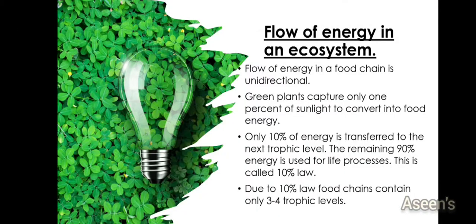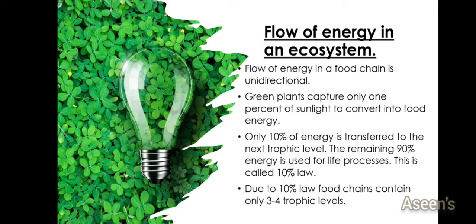Now, the important part. Let's talk about flow of energy in an ecosystem. How does energy flow in an ecosystem? See here, energy flow in an ecosystem is unidirectional. That means it moves in one direction only. There is no reverse. If grass is eaten by deer and deer is eaten by lion, it cannot go backwards. Deer cannot eat lion, or grass cannot eat a deer. So there is no reverse food chain, but only a one-directional food chain.